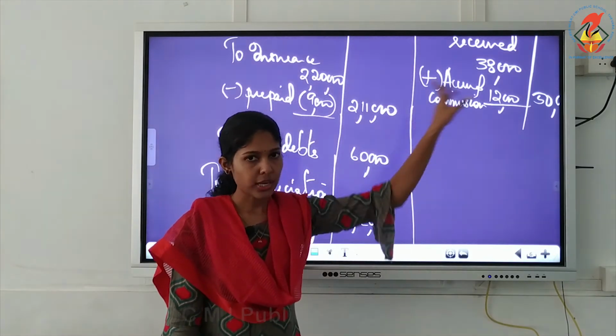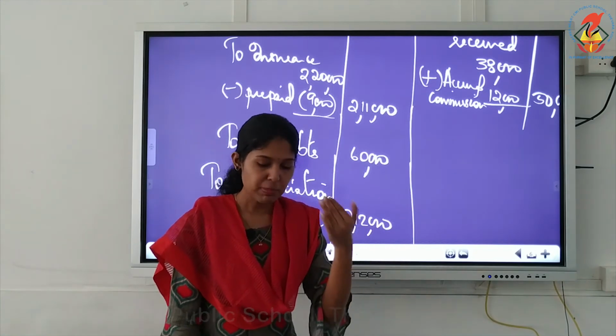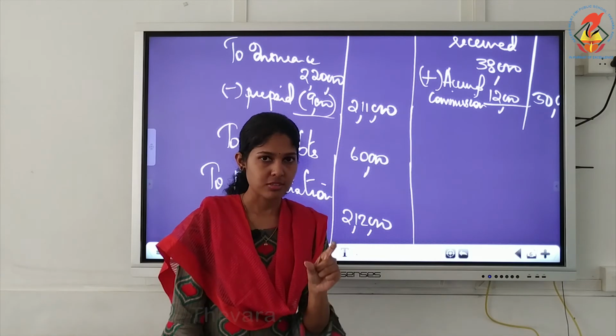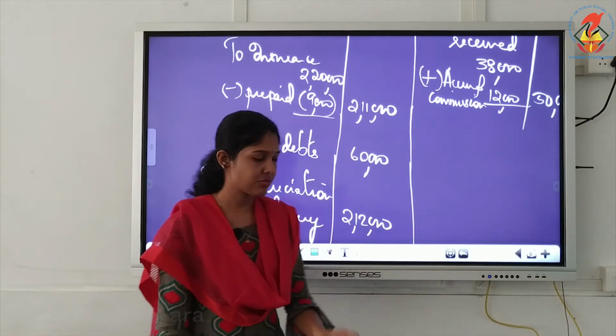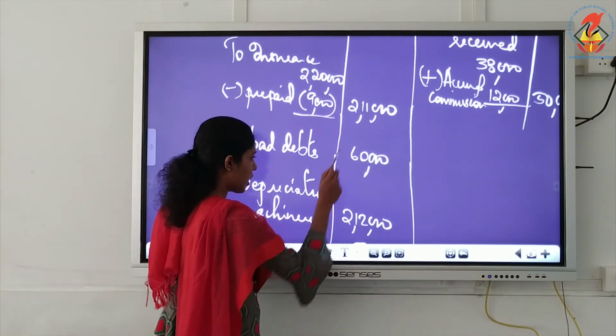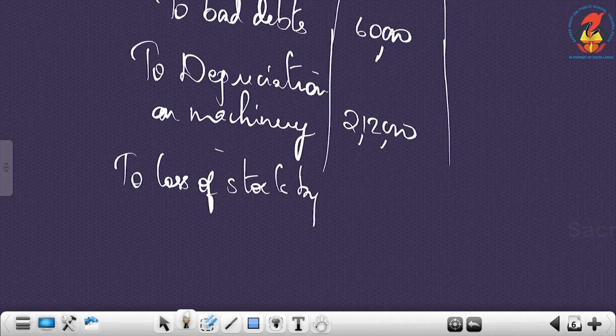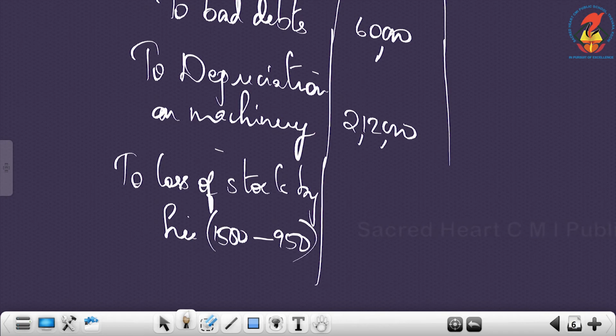Yes, depreciation we recorded. Then the last adjustment, that is the loss of stock. Already we recorded total loss 1,500 there. We will be receiving a claim of 950 only. So the difference, 1,500 minus 950, the balance will become a loss which we have to show on the debit side of P&L. So to loss of stock by fire, that difference 1,500 minus 950, yes, 550 will show as a loss. Now we finished adjustments also.